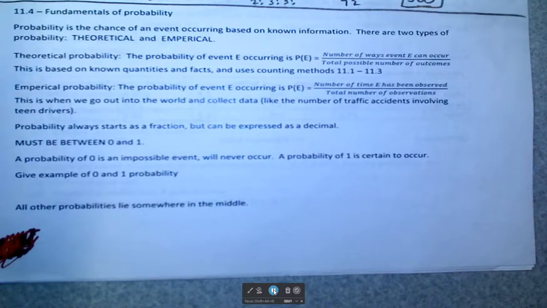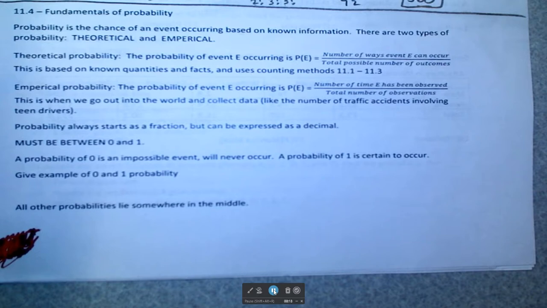All right, guys, so let's talk about probability. Fundamentals of probability, very basic stuff. Probability is the chance that an event occurs based on known information. There are two types of probability, theoretical and empirical.